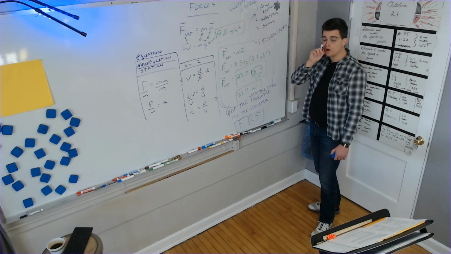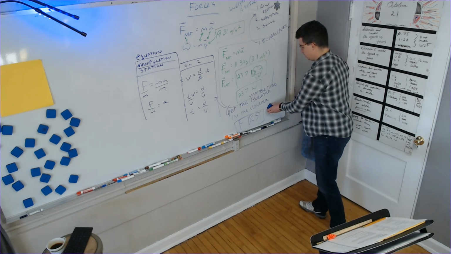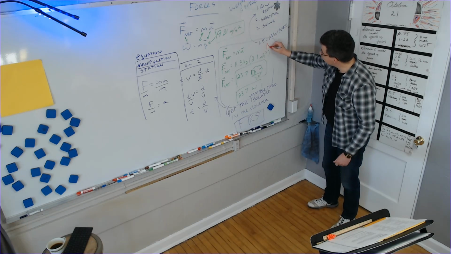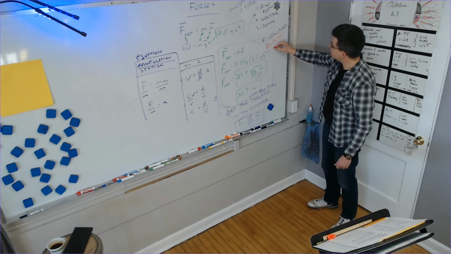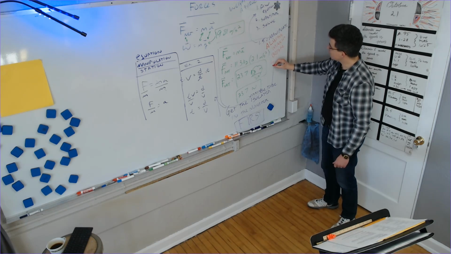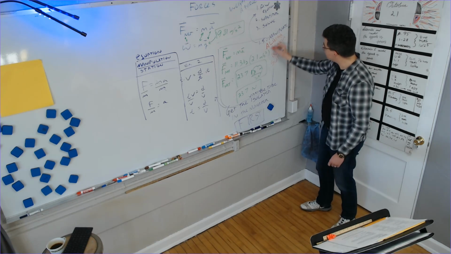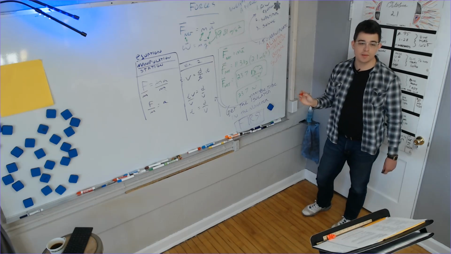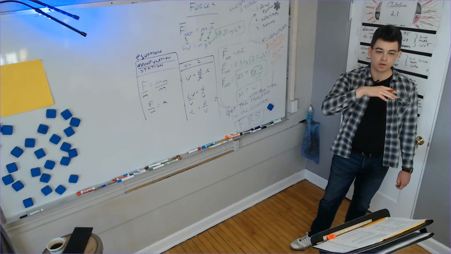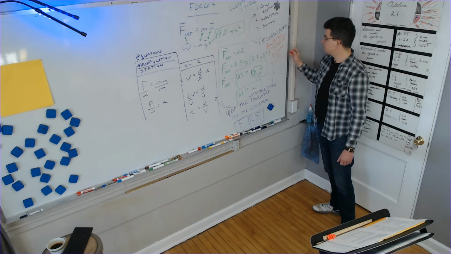Always. I'm going to write this in redder, meaner, hell-colored color. Always manipulate before substitution. Always, always, always. You'll mess yourself up. I don't want to see you put in numbers and then try to change them around. You'll mess yourself up. Always manipulate before substitution.